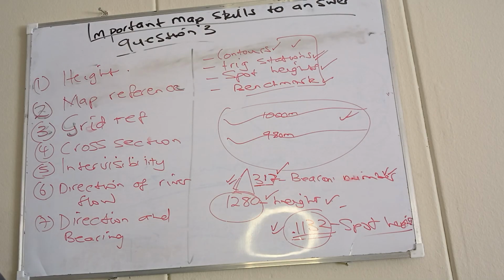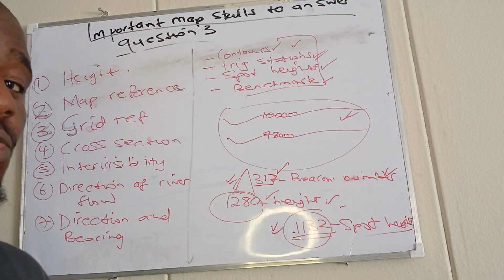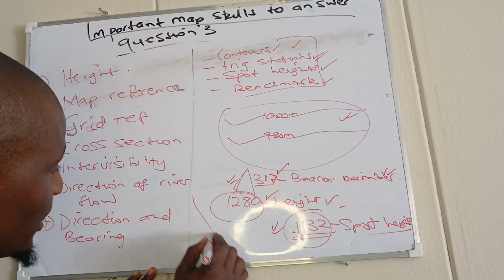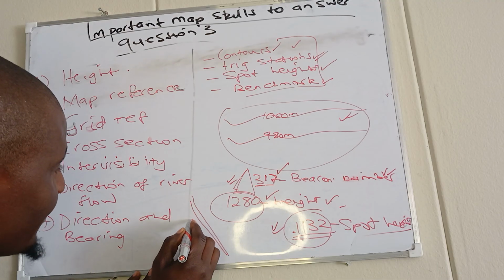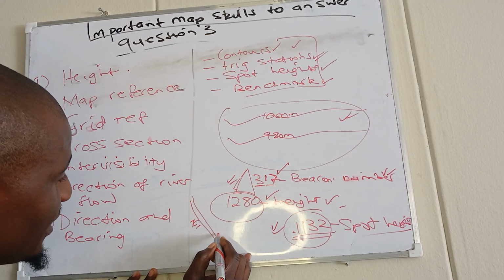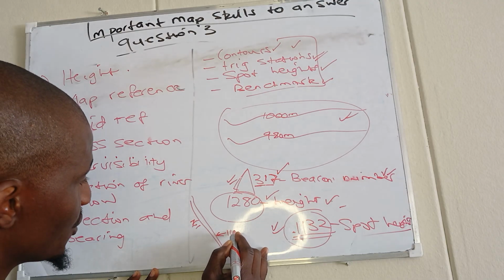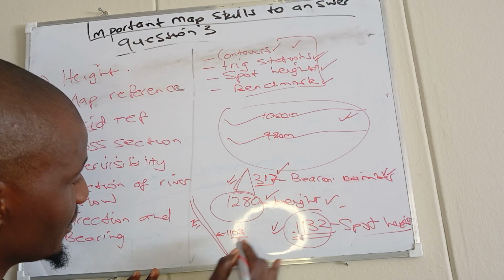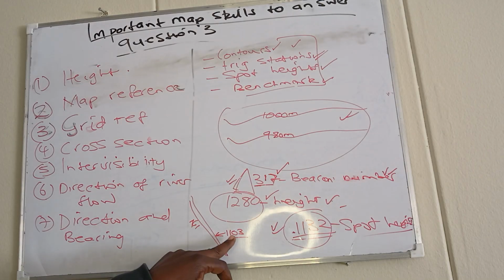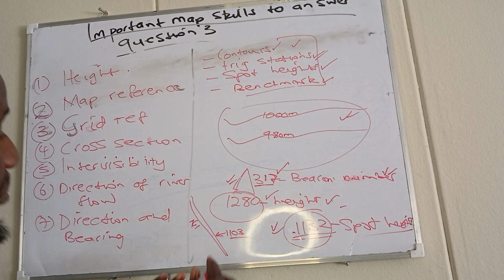Then lastly, we have what we call a benchmark. A benchmark usually is shown along the road. Let's assume that this is N11. There can be an arrow, then 1103. This is what we call a benchmark. A benchmark usually is marked on the road. The arrow is pointing towards the road. So this will be your benchmark.